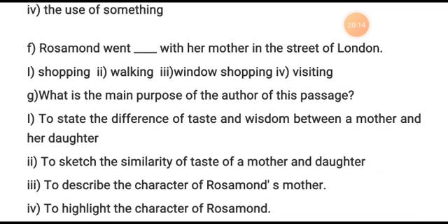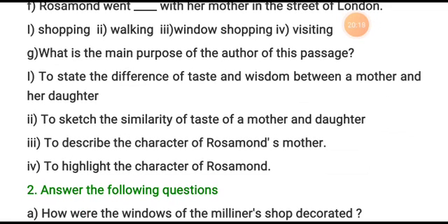Number D. What is the main purpose of the author of this passage? To state the difference of taste and wisdom between a mother and her daughter, to sketch the similarity of taste of a mother and daughter, to describe the character of Rosamond's mother, to highlight the character of Rosamond.